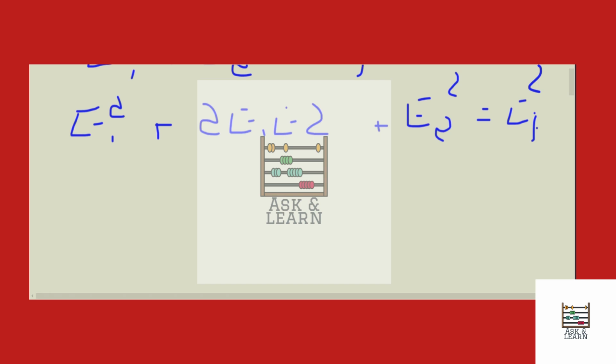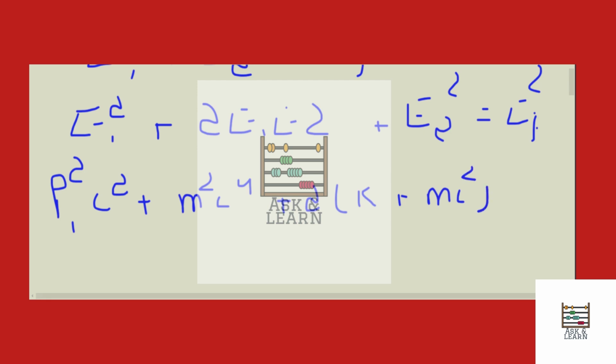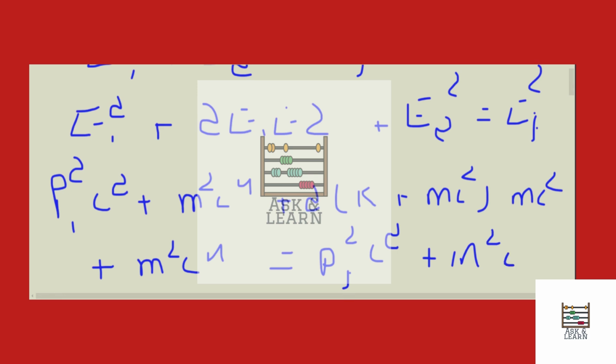Let's substitute the equations over here. So we will get P1 square c square plus m square c to power 4, plus 2 times K plus mc square into mc square, plus m square c to power 4, is equal to PF square c square plus m square c to power 4.